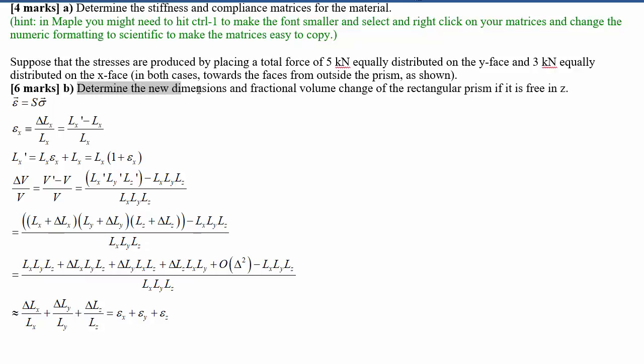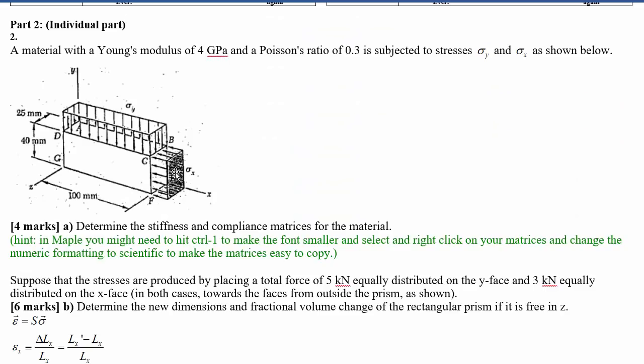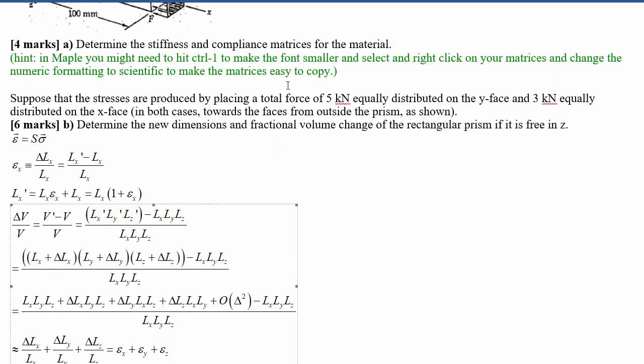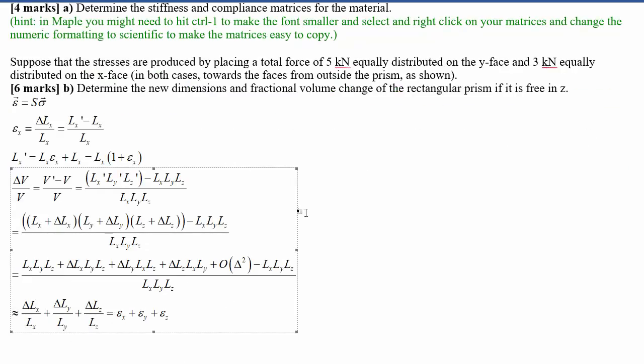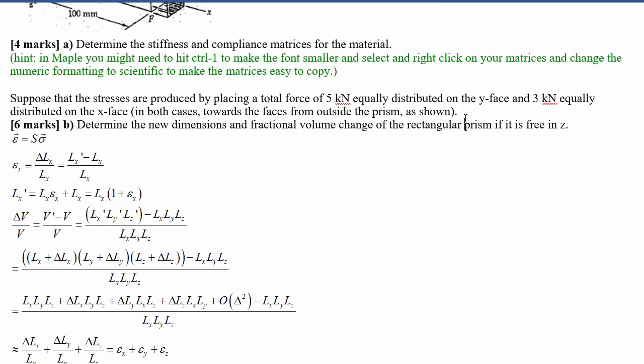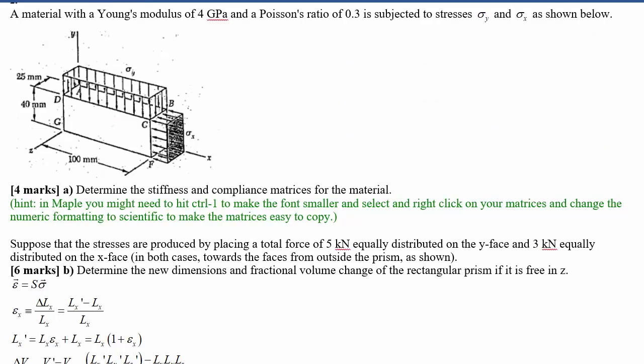Now, since this question asks us to figure out the new dimensions, and we have to calculate Lx prime, Ly prime, and Lz prime anyway, we may as well do the actual new volume minus the original volume divided by the original volume to find out the real volume change. Once we've done that, we can check how good this approximation was. If the length changes are small compared to the original length, so we have small strains, then this should be a pretty good approximation. Okay, let's try this out.